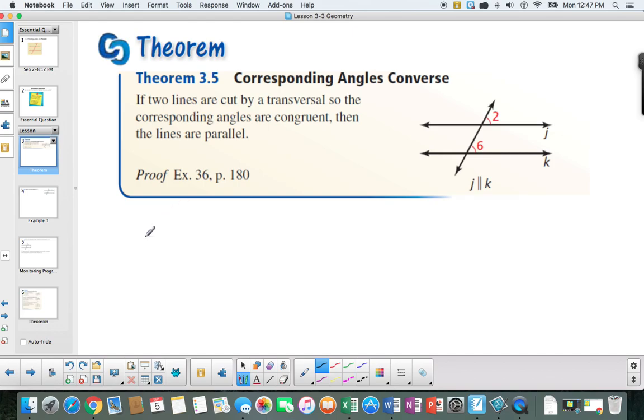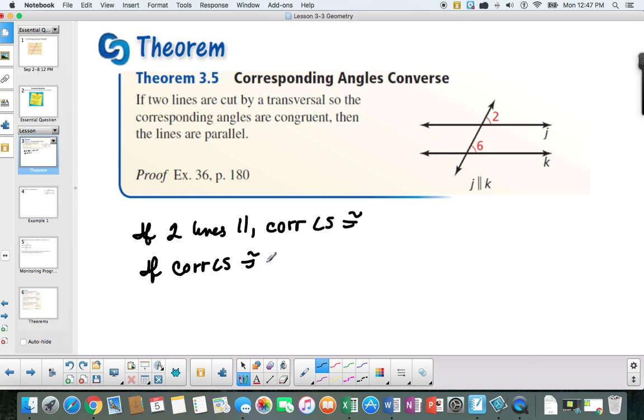Let's compare it to the theorem that we've had before. Before we had a theorem that went like this. If two lines are parallel, then corresponding angles are congruent. In today's lesson, we're going to prove the converse. If corresponding angles are congruent, then the two lines are parallel.